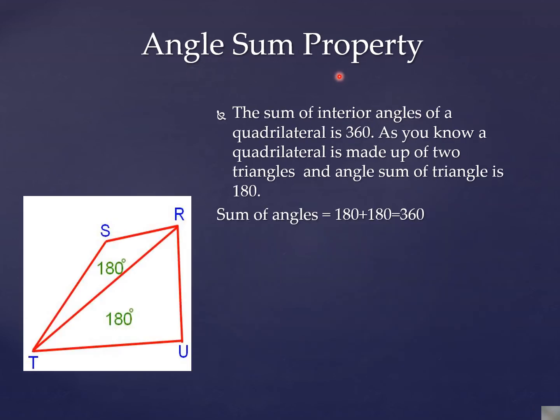Then the angle sum property of a quadrilateral. The sum of interior angles of a quadrilateral is 360 degrees. Why? Because you know that if you take this kind of quadrilateral, it is divided into two triangles, right? And you have already studied that the angle sum of a triangle is 180 degrees. So if there are two triangles, it means 180 degrees plus 180 degrees, which makes 360 degrees.